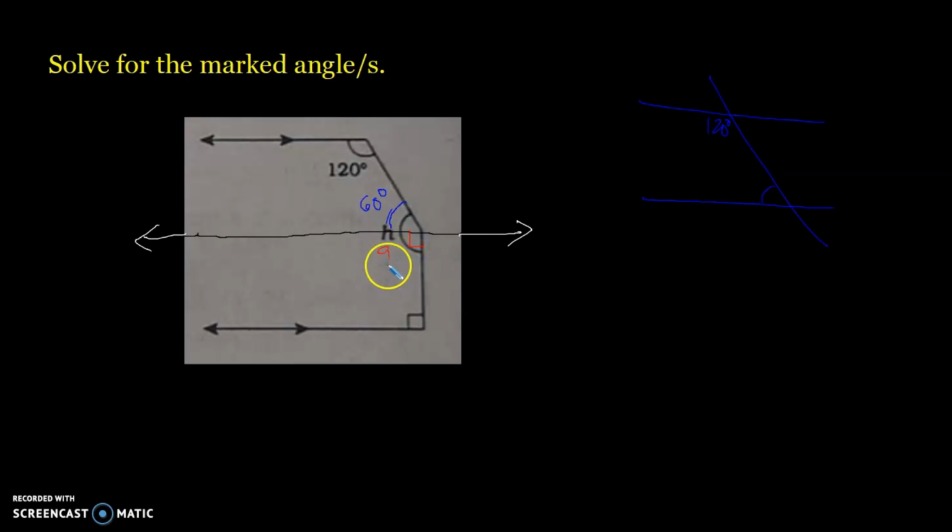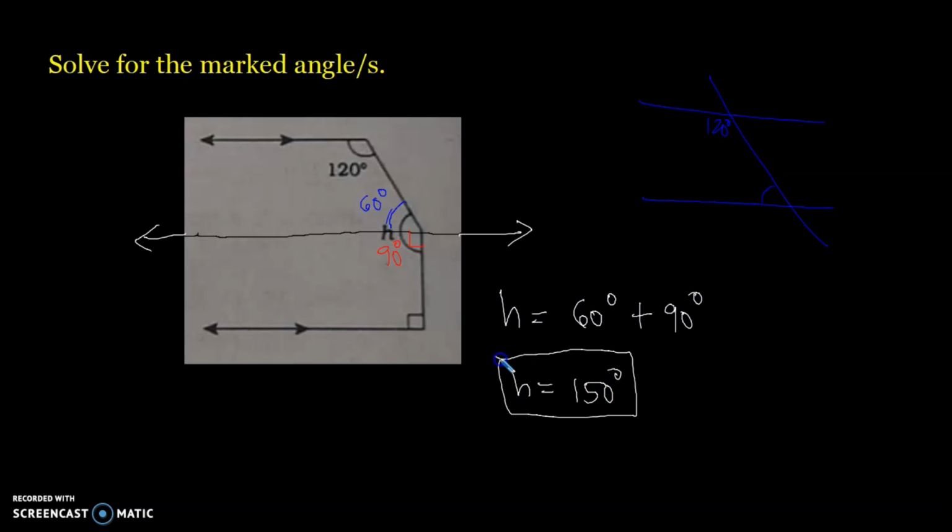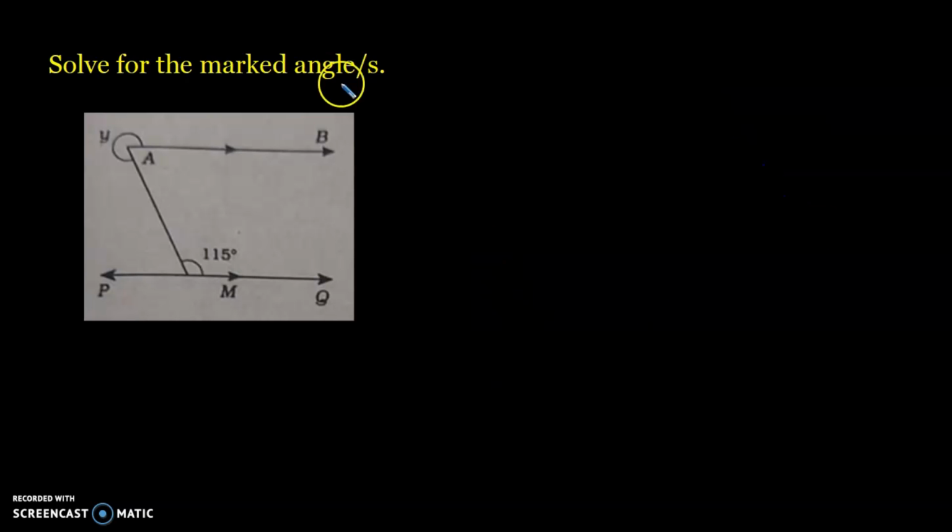Okay? So, kung 90 yan, we can already solve for angle H. So, what shall we do? All we have to do is to simply add the measures of this first part of angle H, which is 60, and the 90-degree angle. And with that, we will be arriving at 150 degrees. Okay? Let's now move on to the next example.